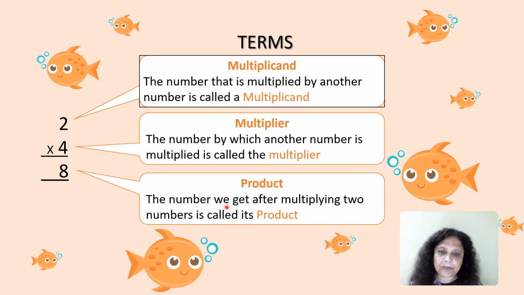Product. The number we get after multiplying 2 numbers is called its product. After we multiply these 2 numbers, the answer is called a product. So in this number, 2 is the multiplicand, 4 is a multiplier, and 8 is a product.